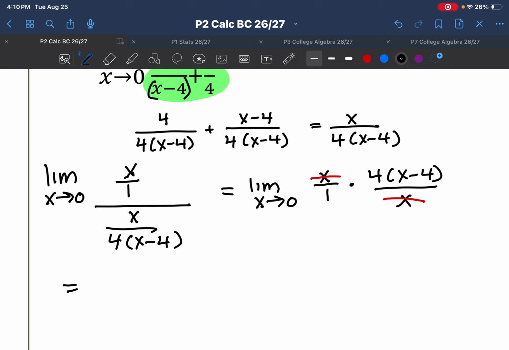And I can now do direct substitution. So 4 times 0 minus 4, and that gives me negative 16.